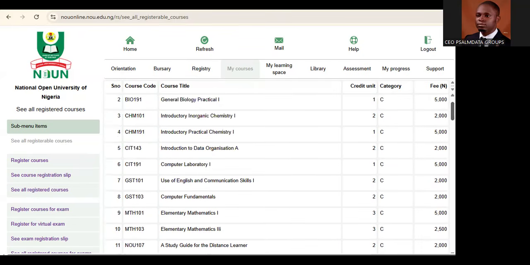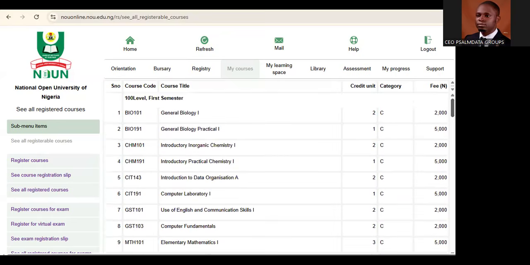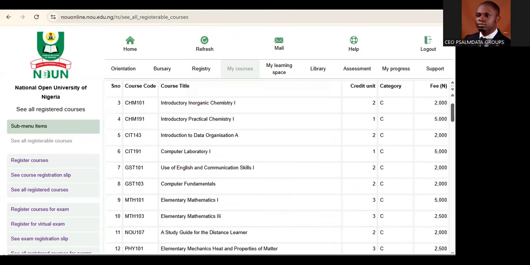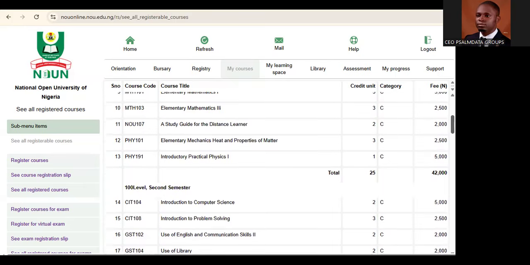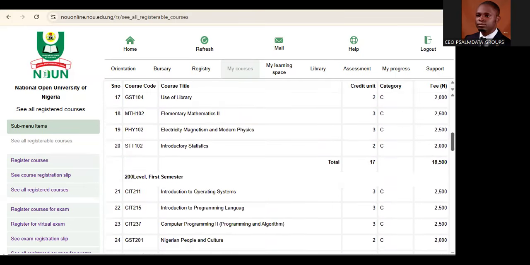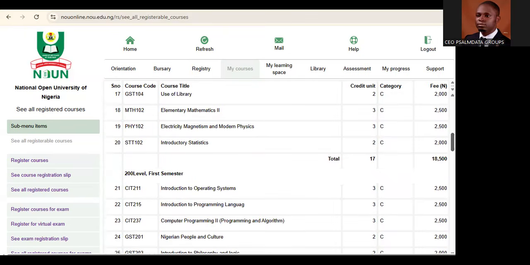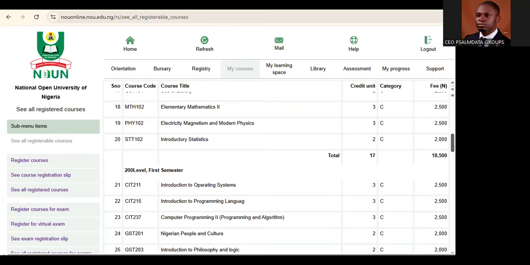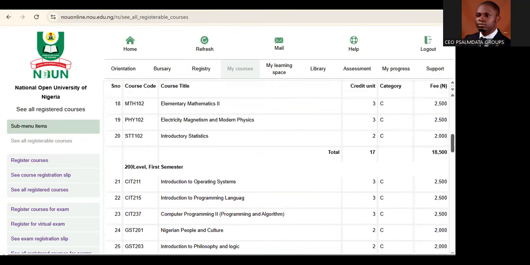Because for some of your programs, when you add the total sum of the credit units of the core courses together, it will not give you that 120. It may give you something less than 120, which means in order to meet the minimum credit requirement, you must register enough electives. That is the work of the elective. Now, that is number one.